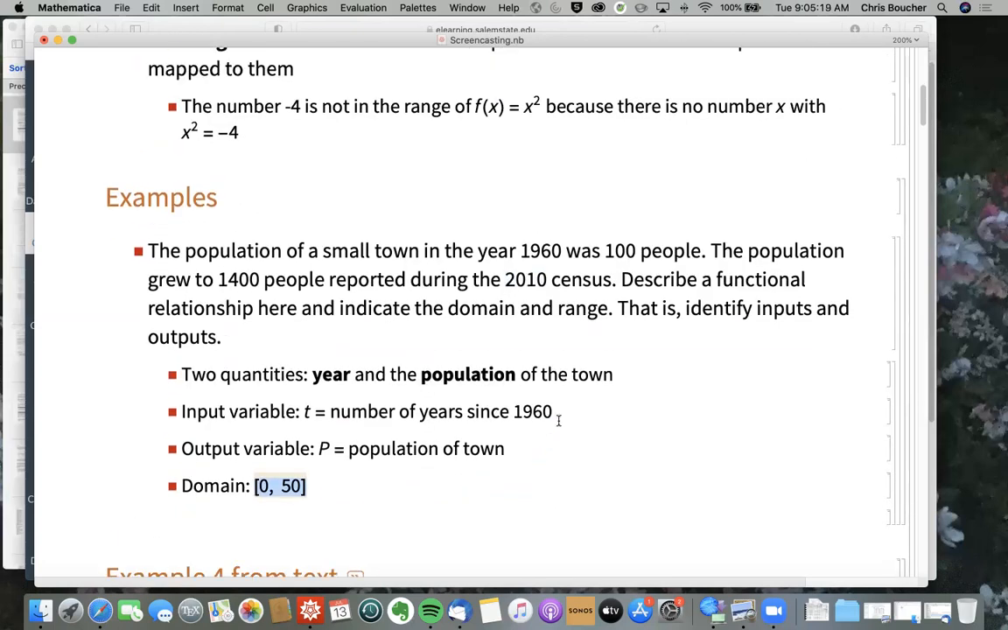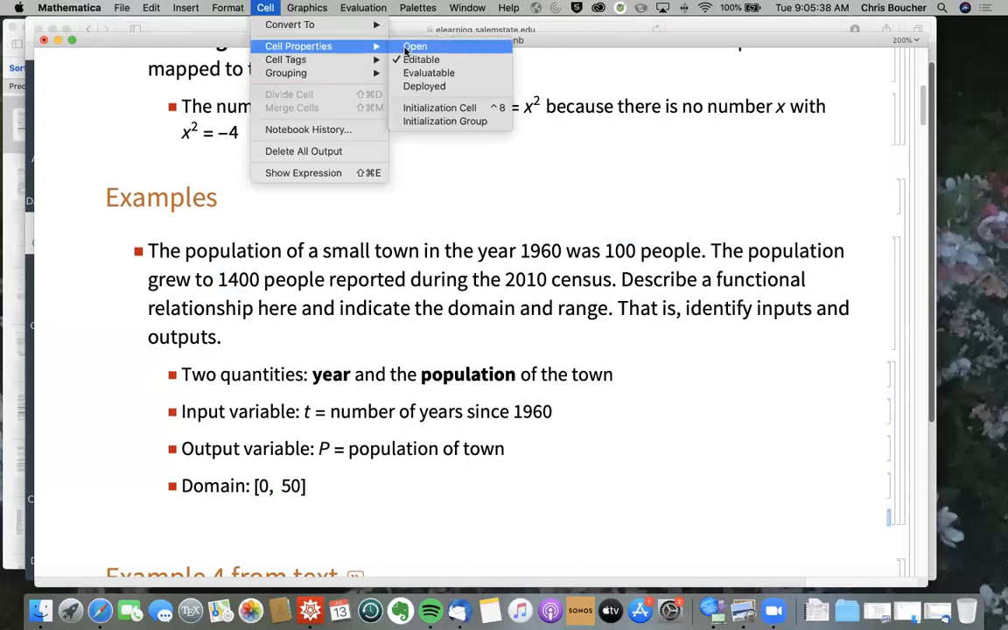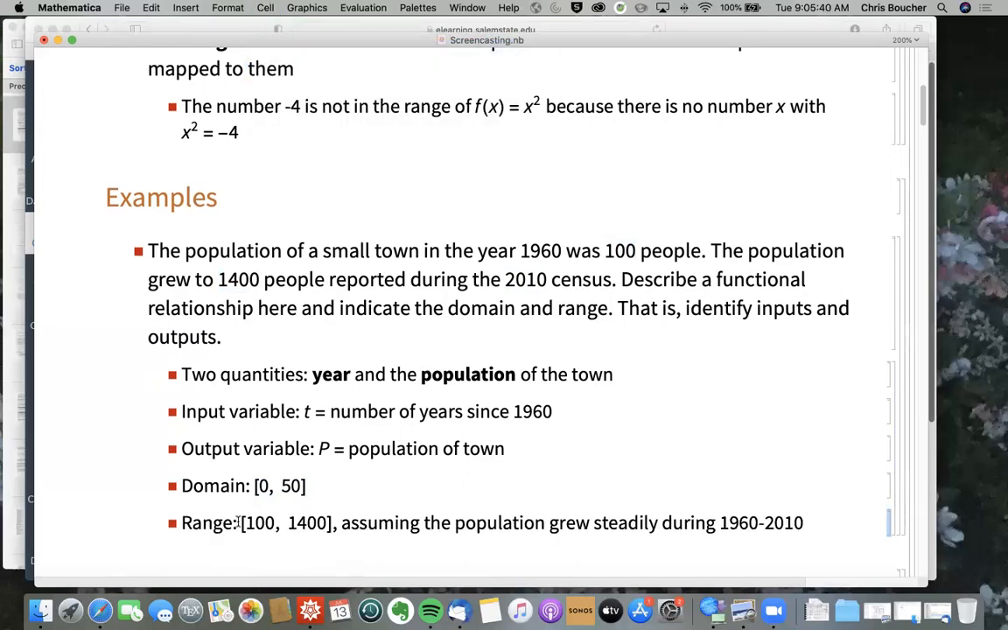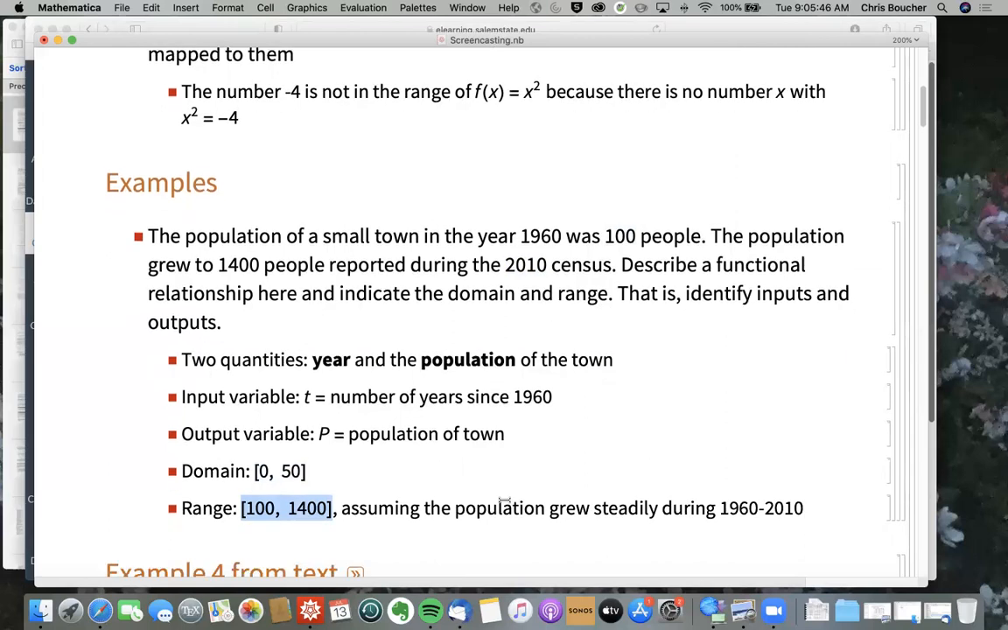As far as the range, we're going to have to make a little assumption here about the situation. And the assumption I'm going to make is that the town's population grows steadily. So it grows from 100 up to 1,400, and it never jumps out of that range. Now, if we had more information, then we might modify the range appropriately. But under that assumption, our range here is the set from 100 to 1,400.